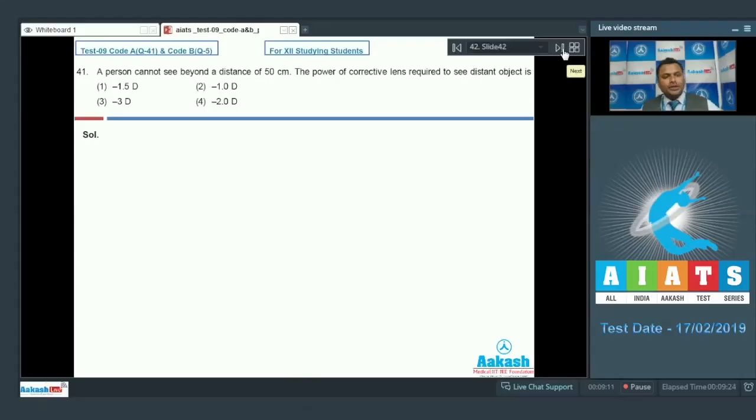Question number 41. A person cannot see beyond a distance of 50 centimeter. The power of correcting lens required to see the distant object will be. Here the person cannot see beyond 50 centimeter. So we can say that the person is suffering from myopia and he will not be able to see the object kept at infinity. So if some object is kept at infinity, then he will not be able to see it. But if he uses a correcting lens, then he will be able to see the object.